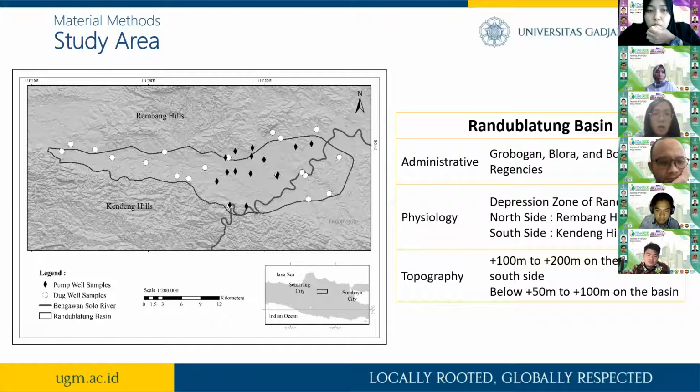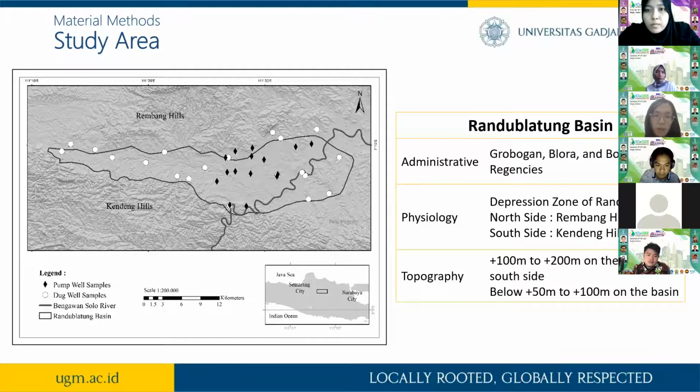So this is the study area of this research. We can see here that the Randu Blatung Basin is surrounded by two hills, the Rembang Hills on the north side and the Kendeng Hills on the south side. Based on the topographic condition, the elevation on the north and south sides is higher than the basin itself. And we can see here the sampling points of this research. The circles are from the dug well samples, and the diamonds are from the palm well samples.